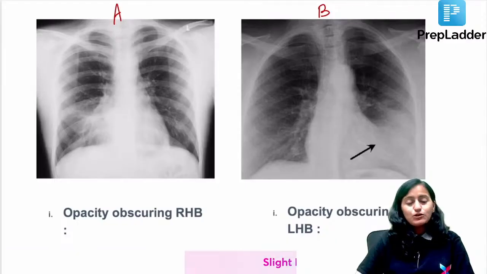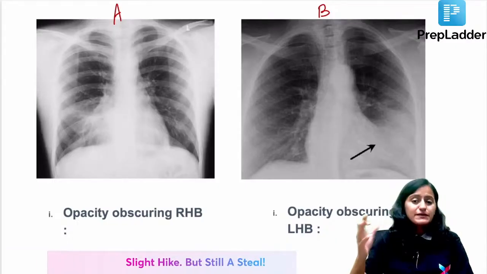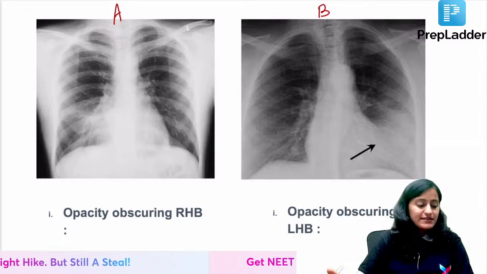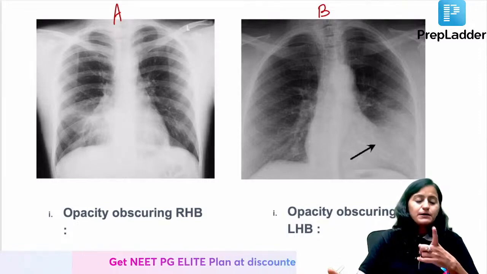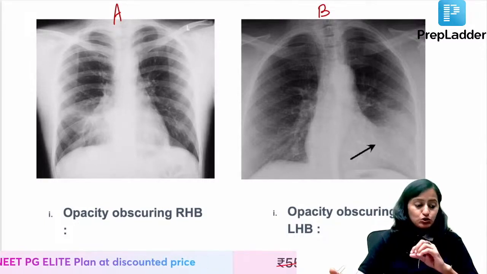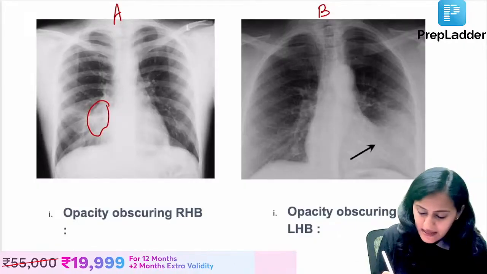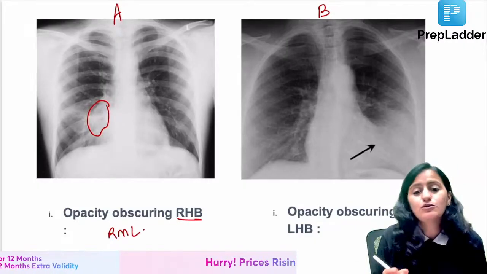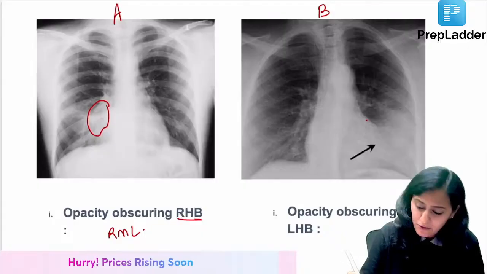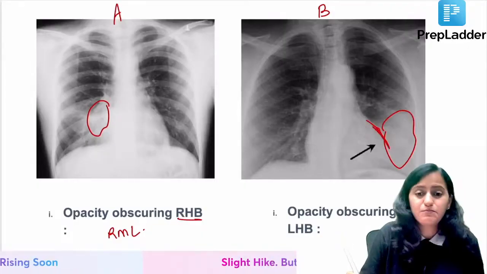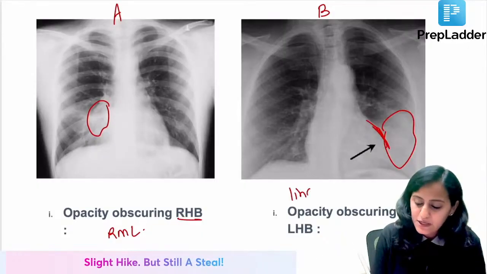On the left side, there is no middle lobe. So remember, corresponding to middle lobe there is lingula. Okay, there is lingula. Lingula is a part of upper lobe. Samita, remember that, not lower lobe. Okay, so when you see an opacity obscuring the right heart border, it is right middle lobe pathology. When you see an opacity obscuring the left heart border, it is lingular pathology.